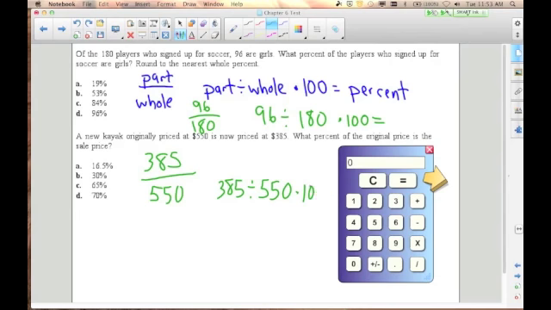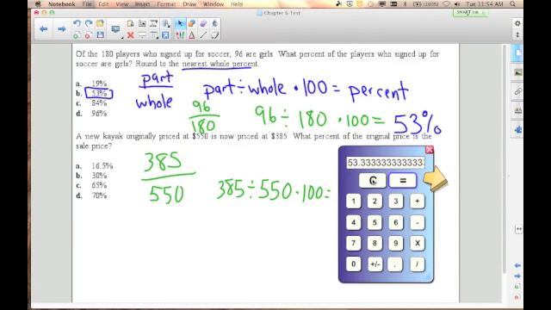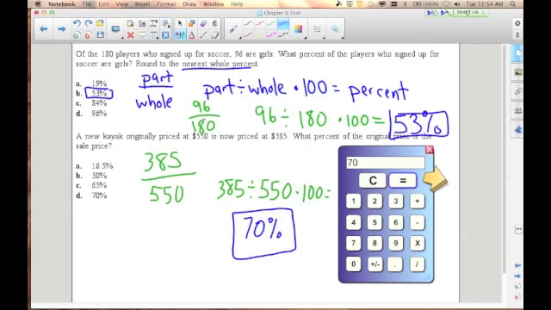Same thing for this. They give me the part with the kayak, they give me the whole. I take the part, I divide it by the whole, I times it by 100, that equals the percent. Notice how the first one was 53.33333, and it says to round it to the nearest whole percent.